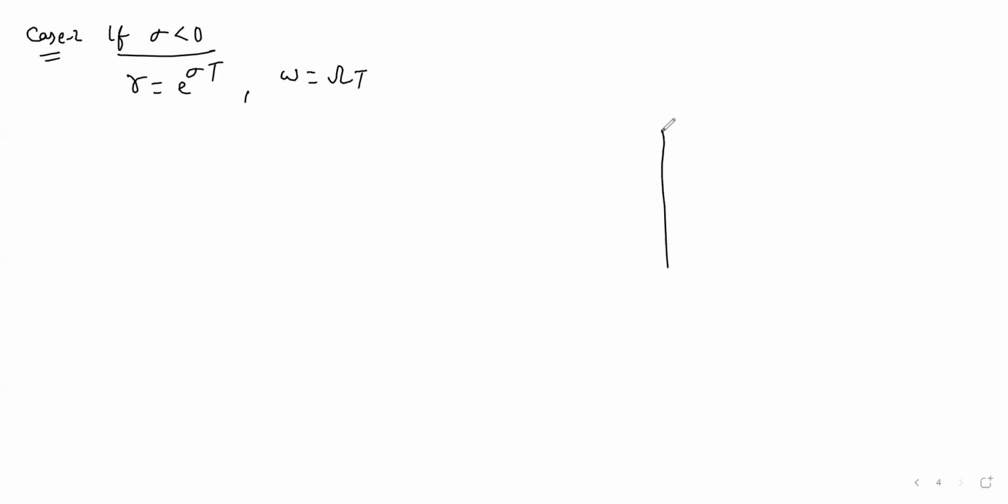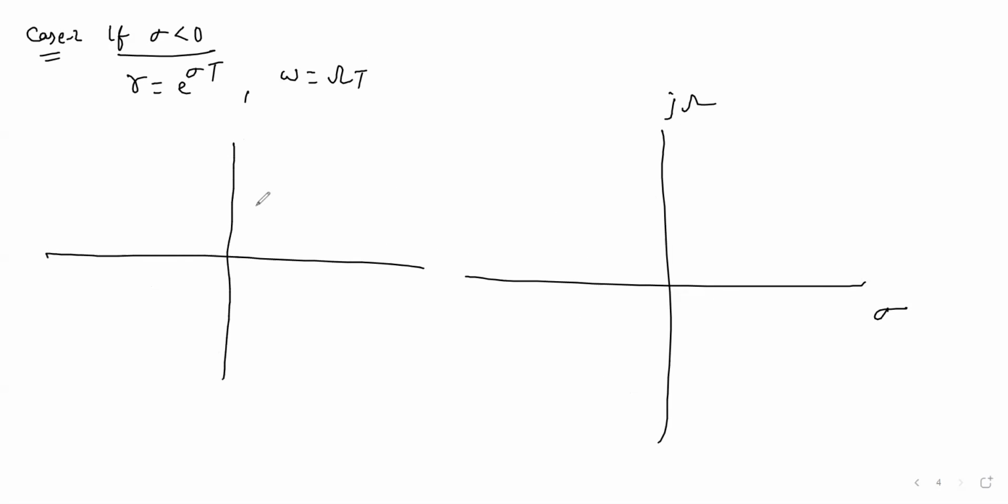Okay, now we'll go to the second case. What is the second case? Case 2: sigma less than 0. Same as before, r equals e to the power sigma t and omega equals capital omega t, and we are discussing the impulse invariant method, which is very important. If sigma equals 0, it is on the axis. The complete right hand side has sigma positive, and the left hand side has sigma negative. So when sigma is less than 0, what is the meaning? Poles lie on the left hand side of the S plane.